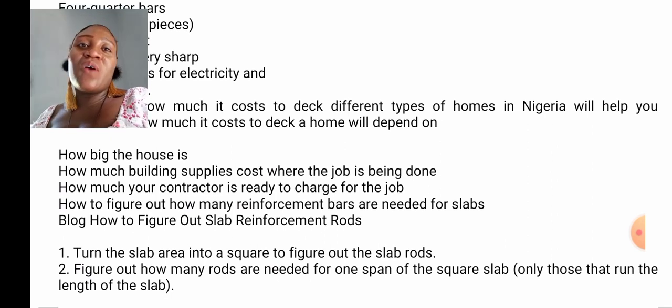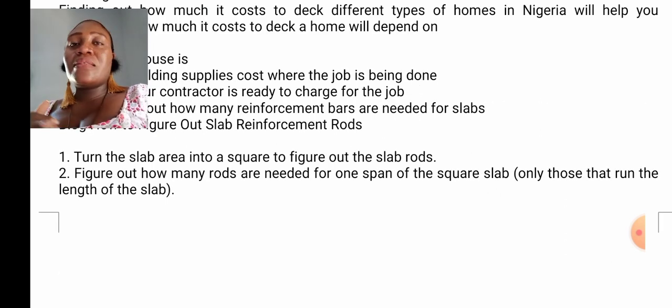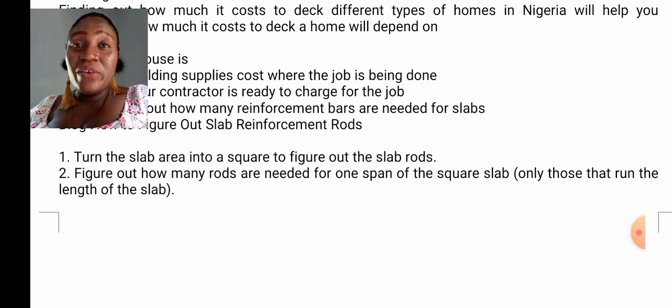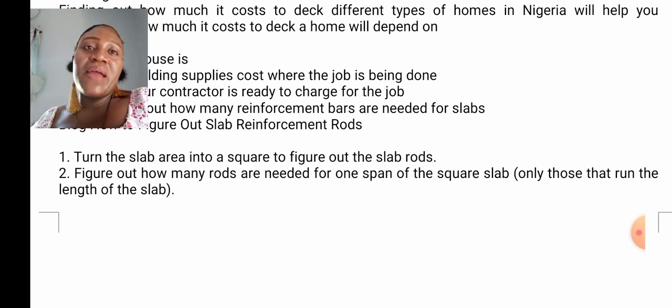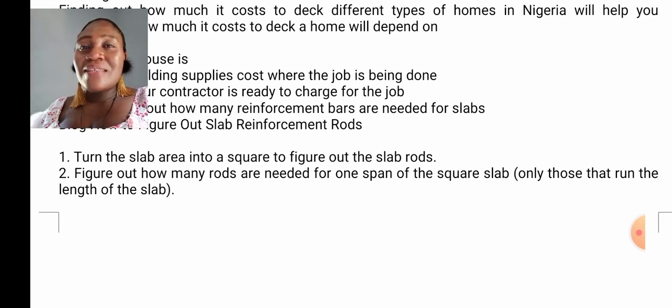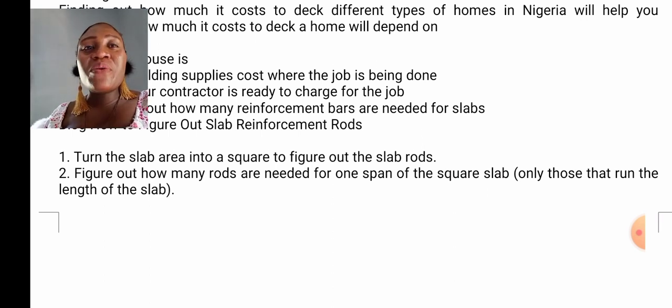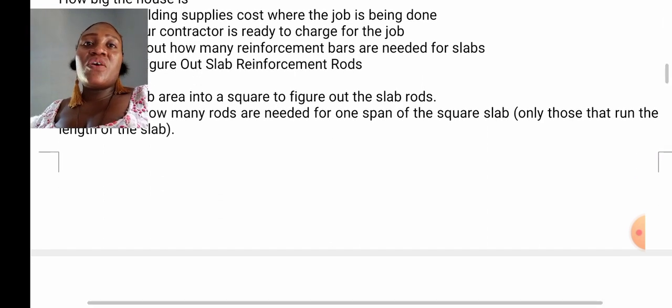So how to figure out how many reinforcement bars are needed for your slabs and the slab area. This is how you can calculate your rod by yourself. Okay, turn the slab area into a square to figure out the slab rods. Secondly, figure out how many rods are needed for one span of the square slab. Only those that run the length of the slab.